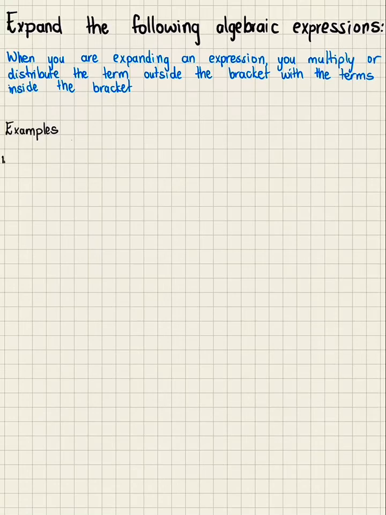When you're expanding an expression, you're doing the reverse process of factorization. So you multiply the term outside the brackets with every term inside the bracket, okay? So there you have 2(x + 3y). You will multiply 2 with every term inside the bracket. So that term outside the bracket, you're going to multiply it with every term inside the bracket.